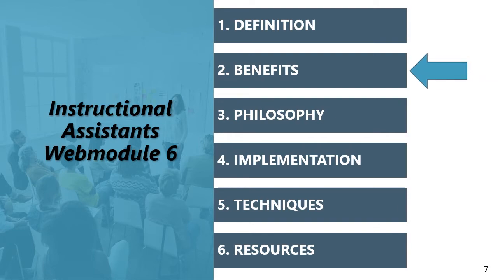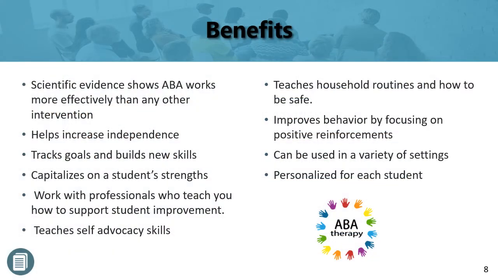Now we will explore what some of the benefits of ABA are. Scientific evidence shows ABA works more effectively than any other intervention. It helps to increase independence, track goals and build new skills, capitalizes on a student's strengths, and works with professionals who teach you how to support student improvement. It teaches self-advocacy skills, household routines, and how to be safe. It even improves behavior by focusing on positive reinforcement and can be used in a variety of settings. And finally, it is personalized for each student. Please take a moment to complete the processing guide for this slide.